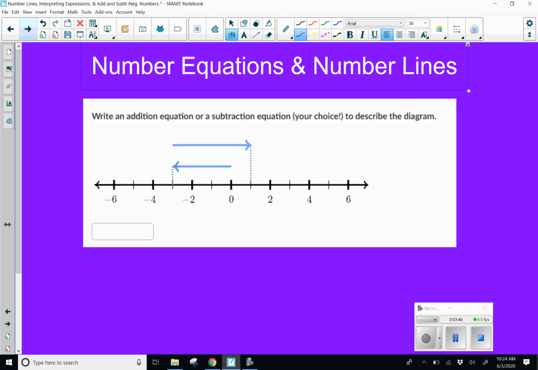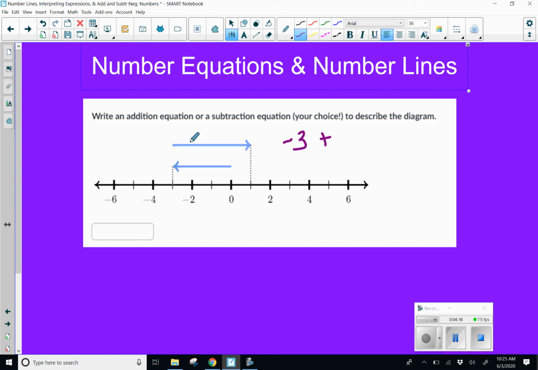Okay, notice that there's nothing here, so we have to fill in the entire equation. It does say write an addition equation or a subtraction equation, your choice. So let's start with our first arrow. We'll do it both ways. I can see that my first arrow closest to my number line goes from 0 to negative 3, so I'm going to start with negative 3. It's going to the right, which on a number line typically means addition.